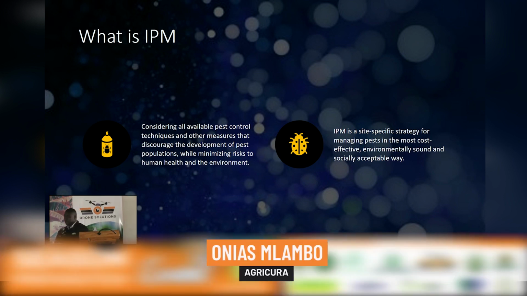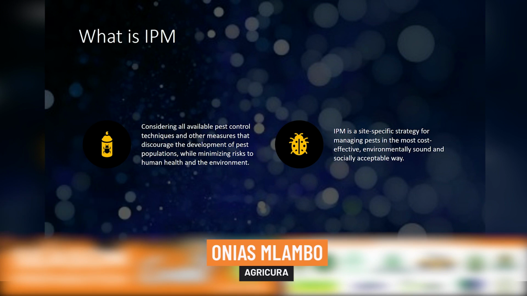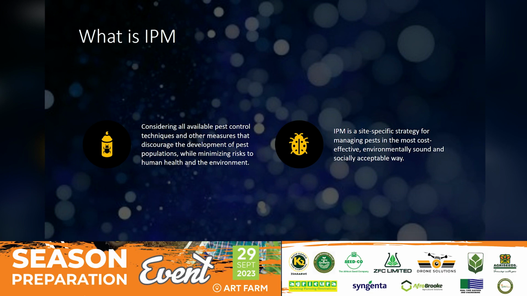Okay, so we are going to begin with the definition of integrated pest management. I think for most of you this is not the first time hearing about this term. It means you have to consider all available pest control techniques and other measures that discourage the development of pest populations while minimizing risk to human health and the environment.